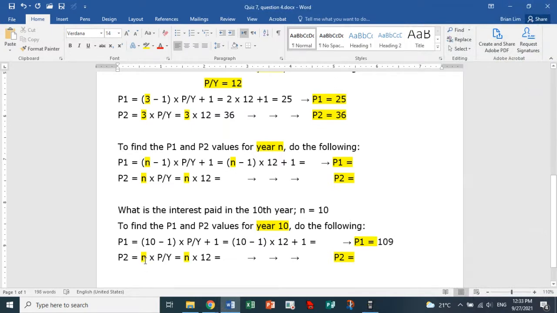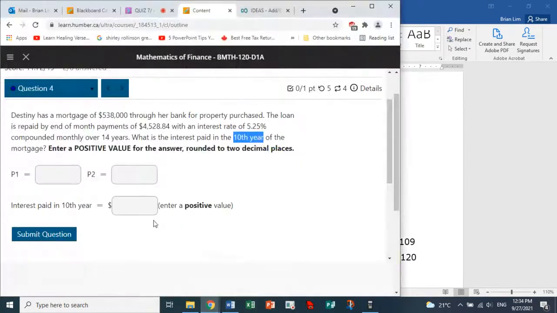Okay. Now here n is 10. So we take out n. We put in 10 in there. And this number would give us what? Yes, this would give us, okay, up here we can put in 109. And over here we can put in the 120, correct? 120. And here we'll put in the 120. So P1 is 109 and P2 is 120. Okay, so let's go back to the question.